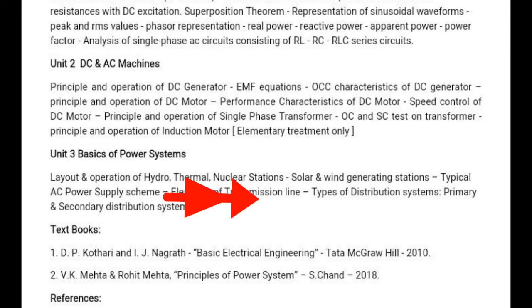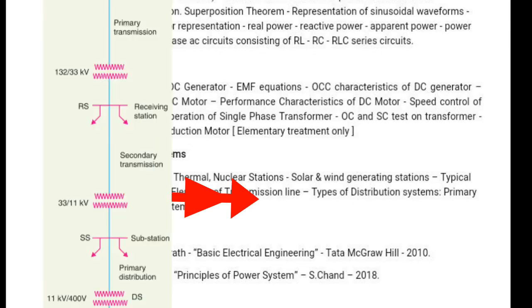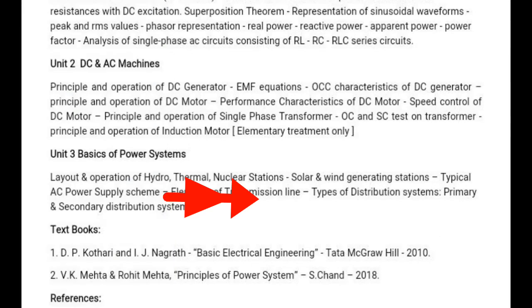After that, the typical AC power supply scheme, how the power is distributed. After generation, power has to be transmitted. After the transmission, the power has to be distributed. How the typical power supply scheme will be, I already made a video on that. Elements of transmission line: I made one video on transmission lines in this channel, E-Tech.